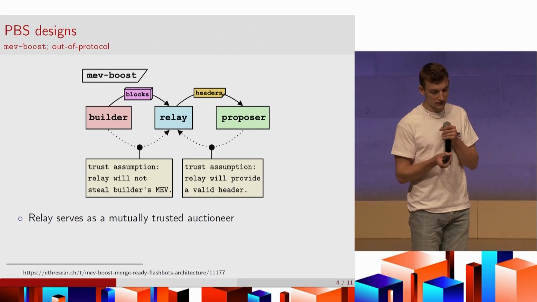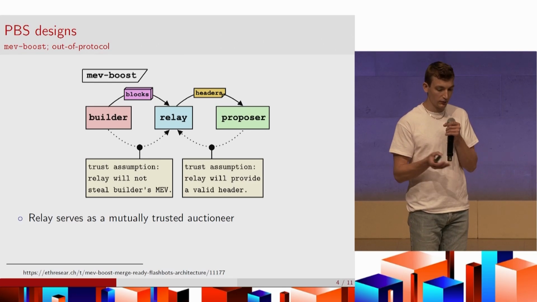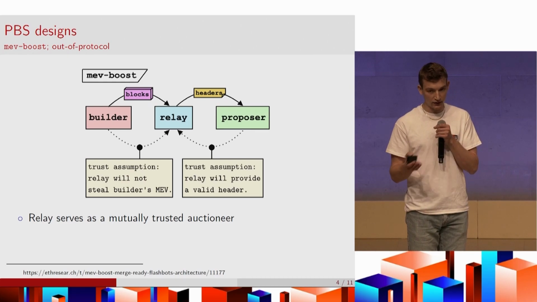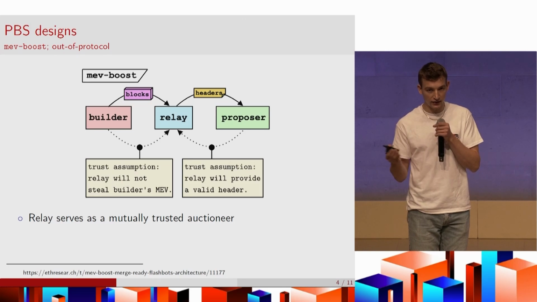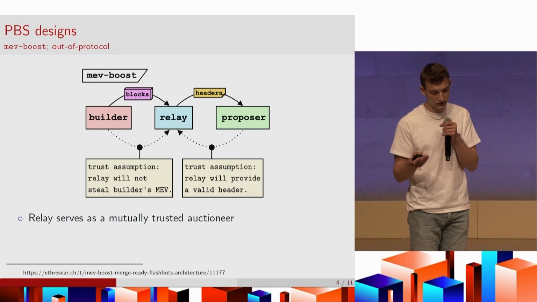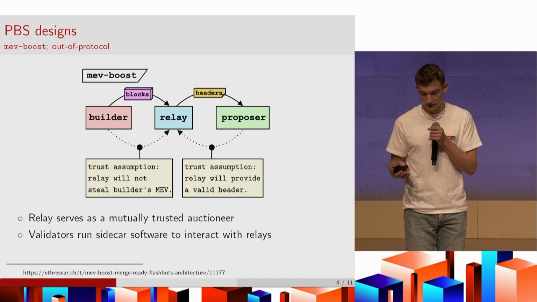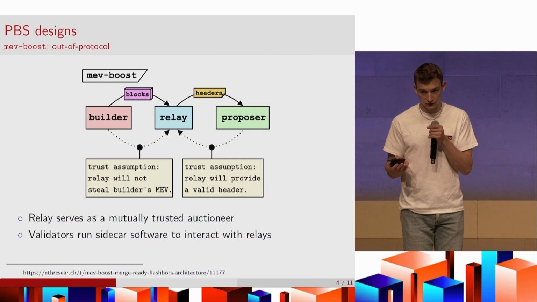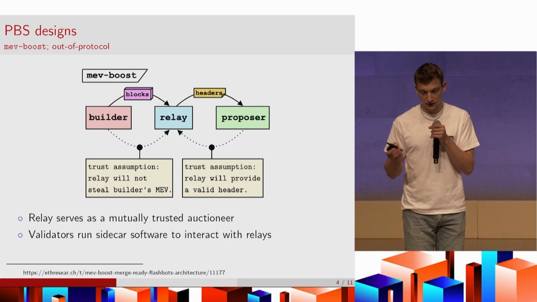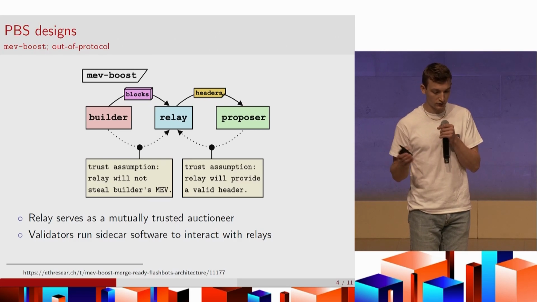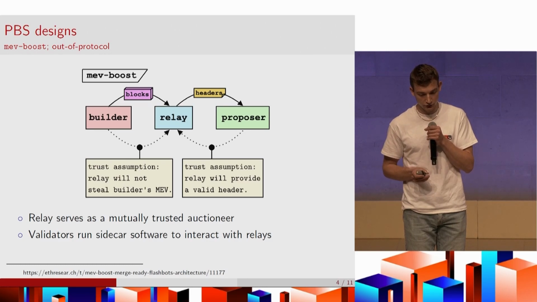So the trust assumption from the builder to the relay is that the relay doesn't steal the builder's MEV. The proposer trusts the relay to serve them a valid header because they're signing a header to a block without actually seeing that the header corresponds to a valid list of transactions. So the trust is brokered there, and the way the relays interact with this is they run this sidecar software called MevBoost. MevBoost interacts with the consensus and execution layer clients and outsources the block production rights to this external block building infrastructure called the relay.